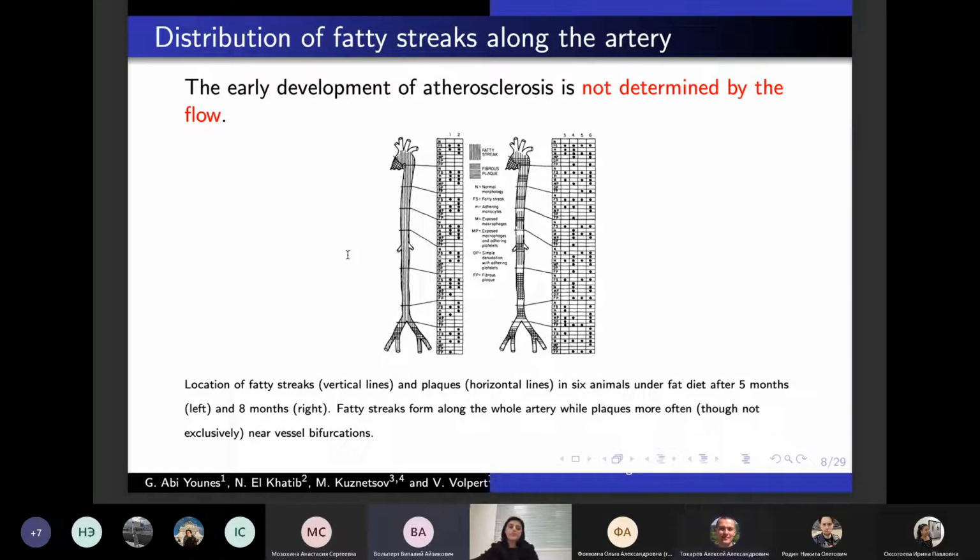The conclusion is that fatty streaks, as was just told to us, can be formed everywhere in the vessel. They are not related to bifurcation points. Why bifurcation points? Because very often, and this is true, the formation of atherosclerotic plaques, meaning more developed lesions, is related to vessel bifurcations. Why to vessel bifurcations? Because flow is perturbed, basically after the vessel bifurcation. So the flow is perturbed. There are vortices. There are backflows.